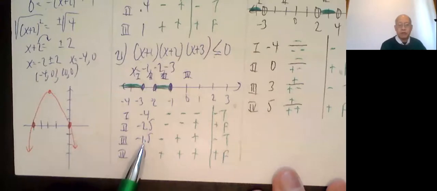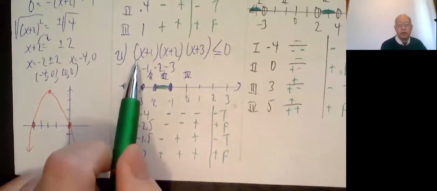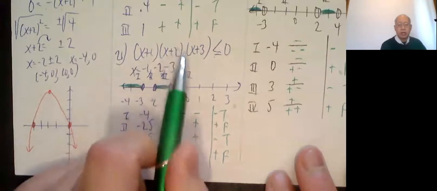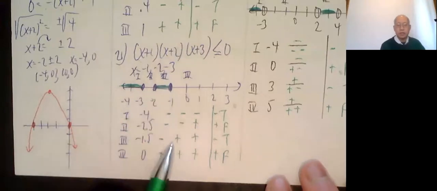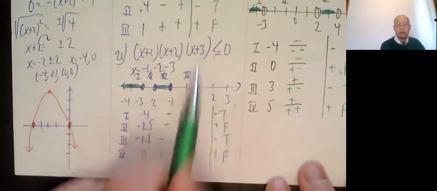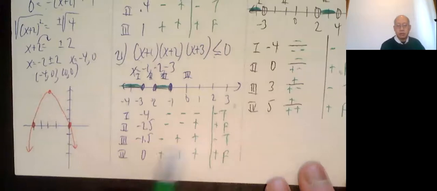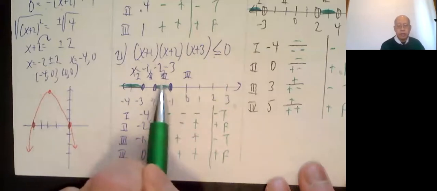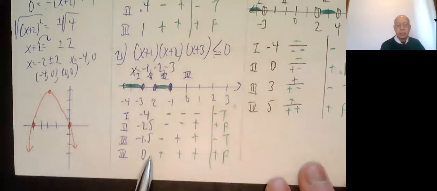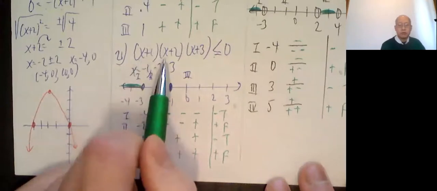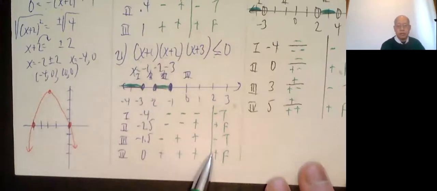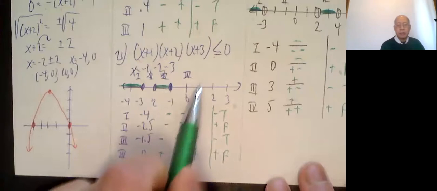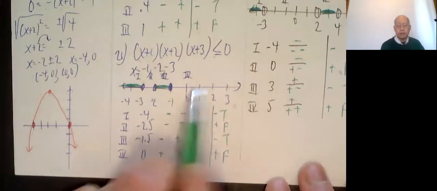Region 3, -1.5. -1.5 plus 1, negative. -1.5 plus 2, positive. -1.5 plus 3, positive. So negative times positive, negative. Negative less than or equal to 0, that's true. Shade it in. And 0. 0 plus 1, 0 plus 2, 0 plus 3, they're all positive. So the product is positive. Positive less than or equal to 0, no, false, don't shade in that region.